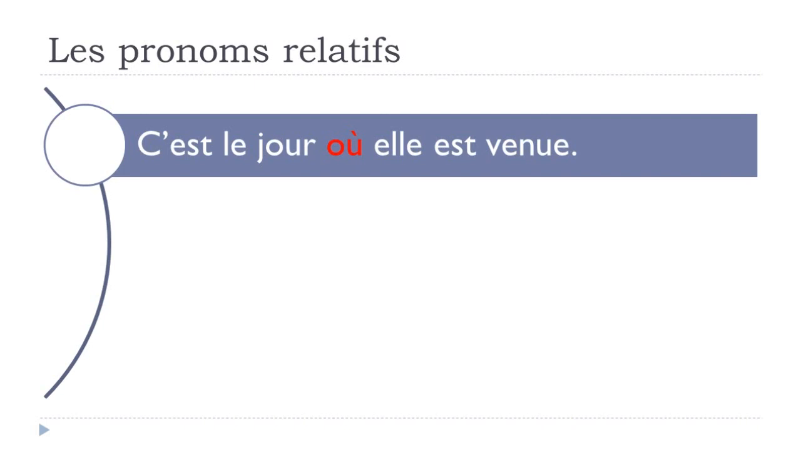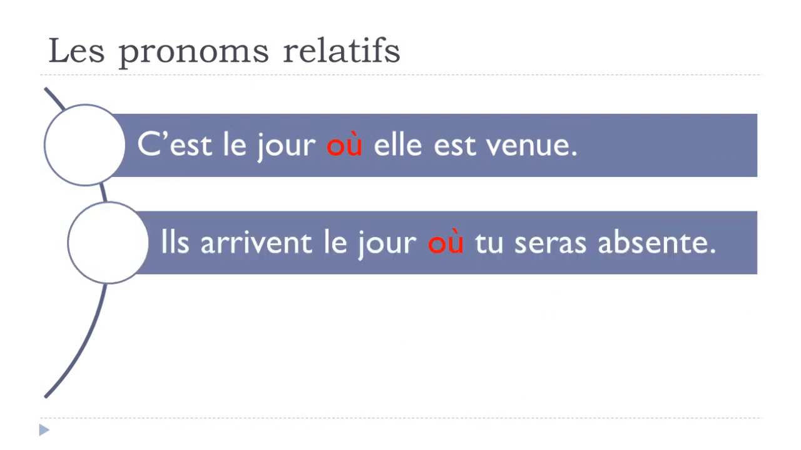Few other examples for this time concept, because in many cases people tend to think that où is only for a place, so that's the reason why I thought it might be useful to give you a few examples just to see how to use it. The first one, for instance, c'est le jour, the day, c'est le jour où elle est venue. Venir is to come. C'est le jour où elle est venue.